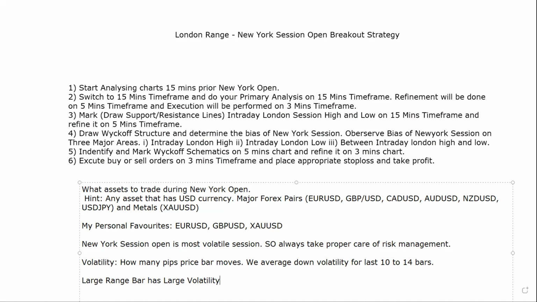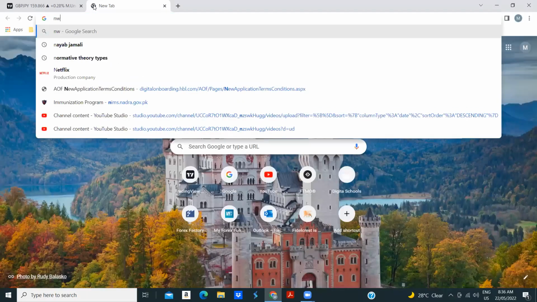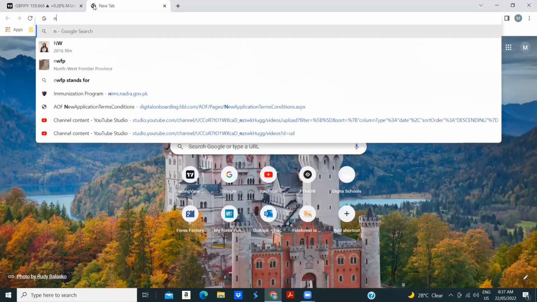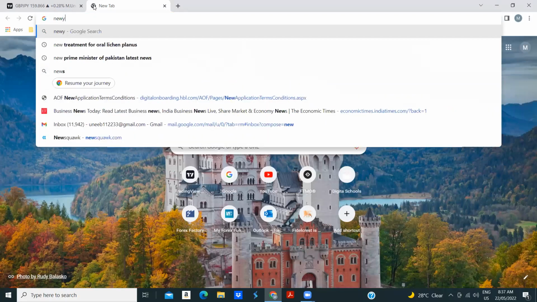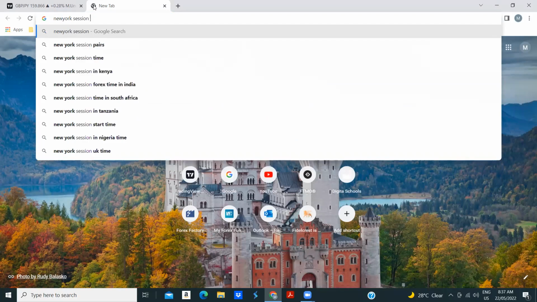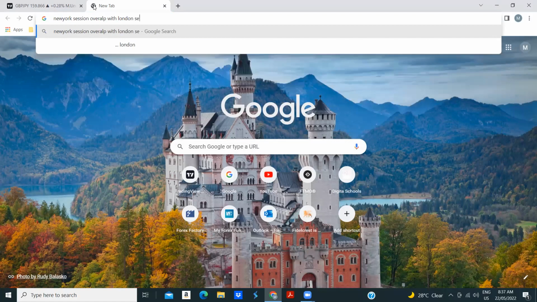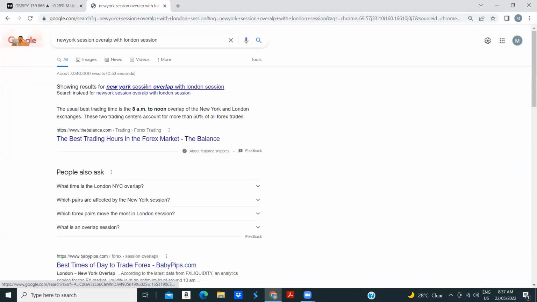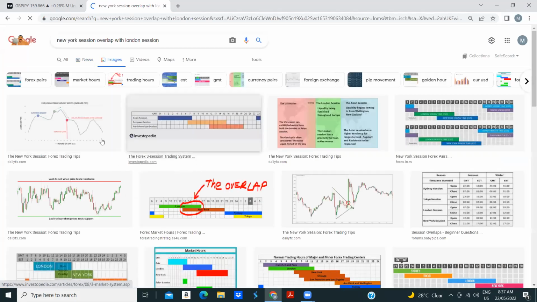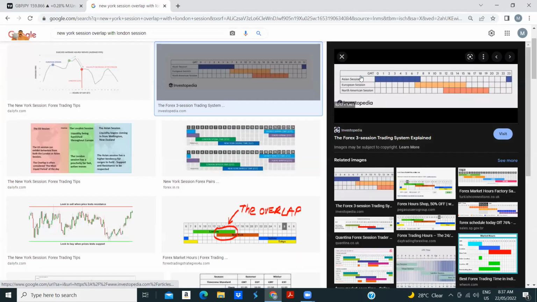Okay, let me show you what I mean. For example, if we search for New York session overlap with London session, we just go here and click on images, and you will see. Here, can you see? This is the Asian session, this is the European session, this is the North American session. Now, the European session, which is the London session, from 11 GMT to 15 GMT, you can see they both are overlapping. Can you see?